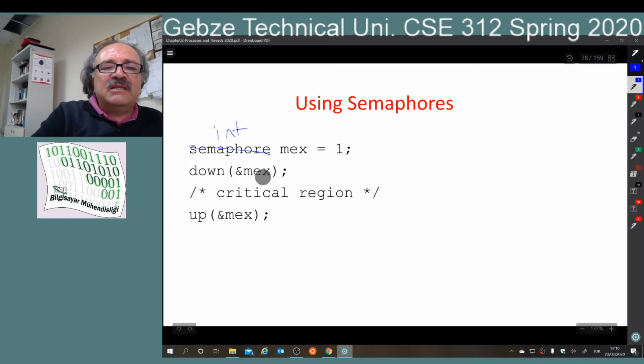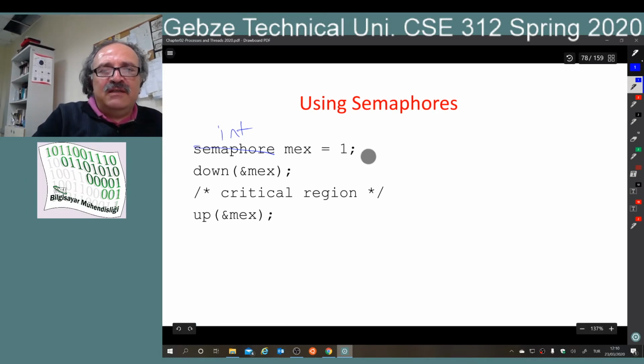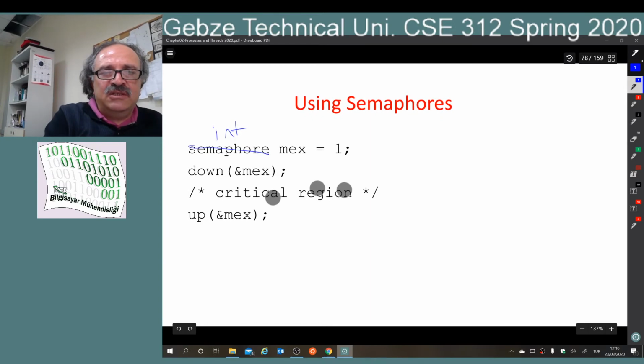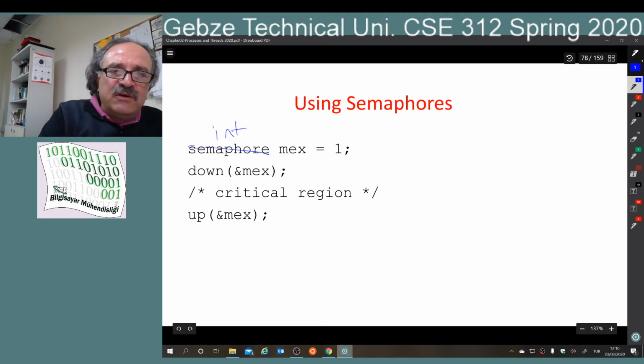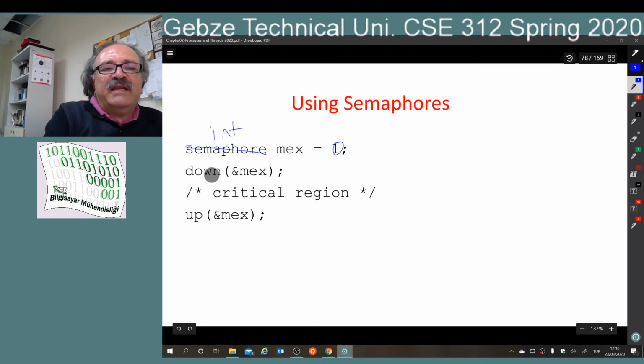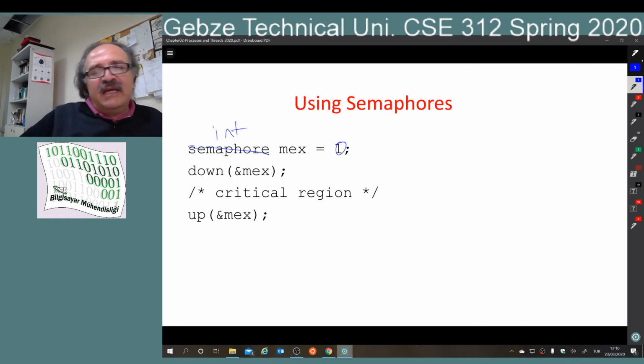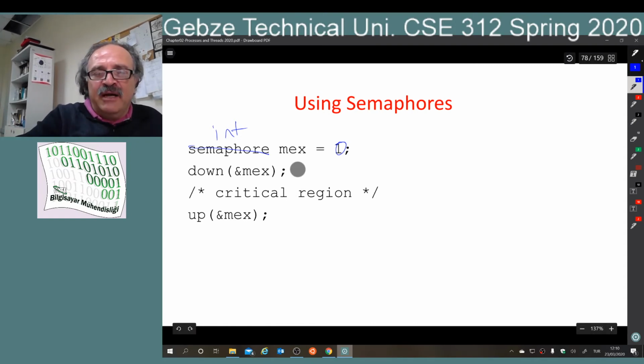Just decrement this integer. Since it's a 1, it just decrements it. I entered my critical region, and after I am done with the critical region, I just increment it. If it is 0, when I say decrement this value, I cannot decrement it. I need to go to sleep. Why? Because it is 0. And I will not wake up until that mutually exclusive semaphore becomes greater than 0. When it is greater than 0, I will wake up. Operating system will wake me up, and I will decrement it. I will enter my critical region.